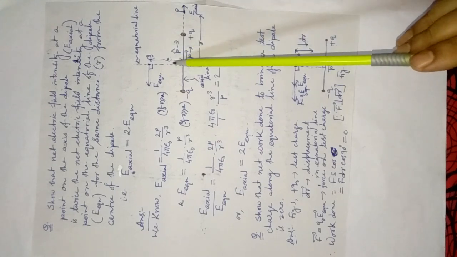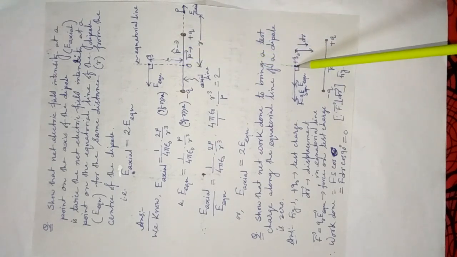As I have already mentioned, the net electric field intensity, that is the E vector E_Q, is always perpendicular to the equatorial line, and it is always opposite to the P vector, that is the dipole moment. Now, if there is an electric field here and you place a test charge q naught here, then what will happen?